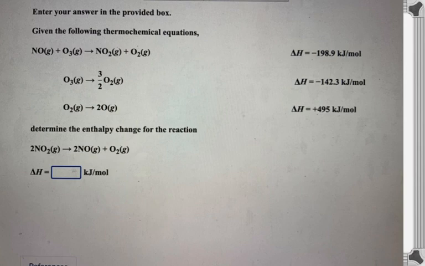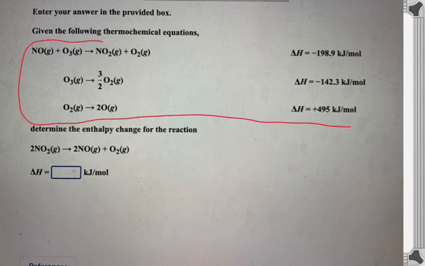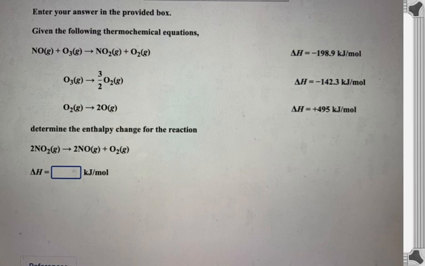So here's number 10. What we're doing in number 10, this is Hess's law, is these equations up here that we have the delta H for. These are our puzzle pieces. We have to make these fit together and add up so that they look like this one at the bottom. Okay?